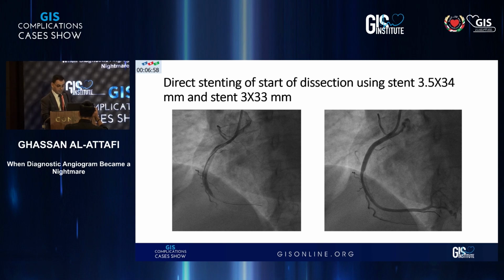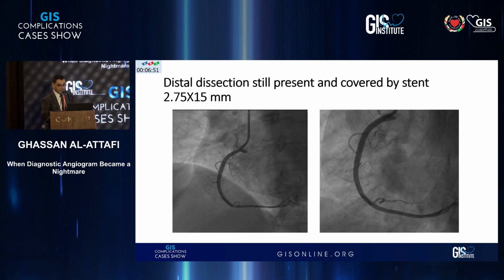It is clear that the flow in the distal RCA became clear and better, but there was still hematoma at the mid-segment. After covering that segment, we noticed some remnant of dissection at the mid-segment, which was also covered by another stent.